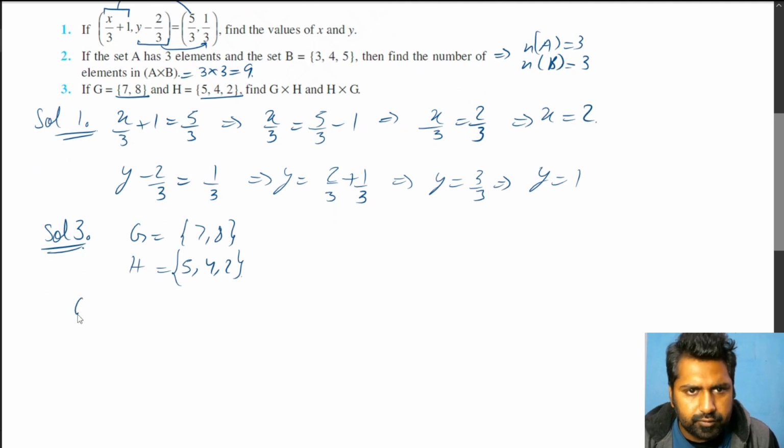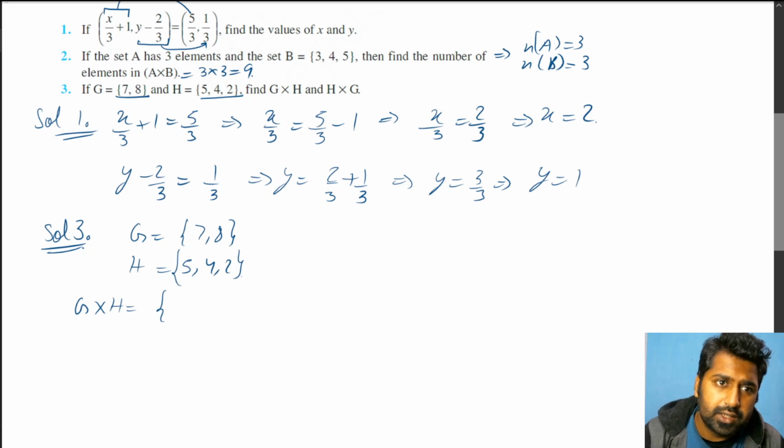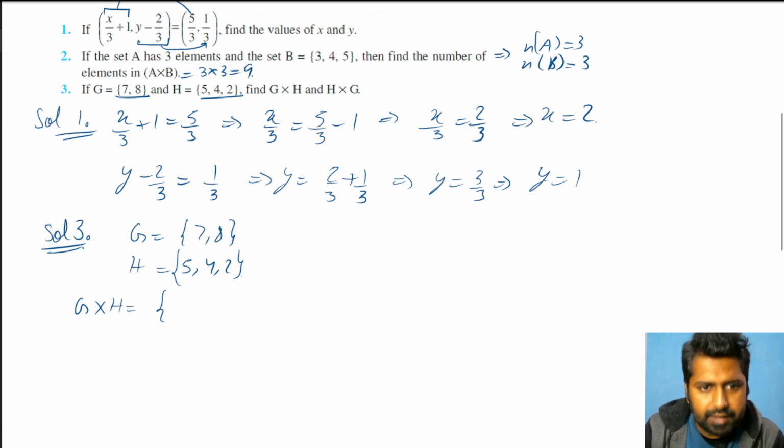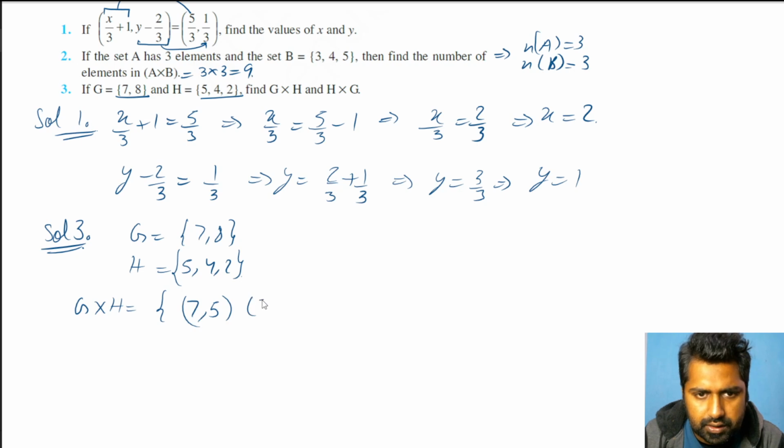So we have to find G cross H. Means first we have to write an element of G and take it correspondingly with elements of H. So G has 7. I'll combine it with the first element of H: 7, 5. Then 7, 4, then 7, 2. Same thing you have to do for 8 also: 8, 5. Sorry, 8, 4 and 8, 2.